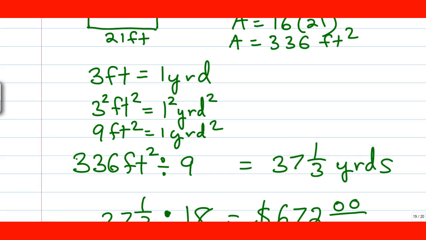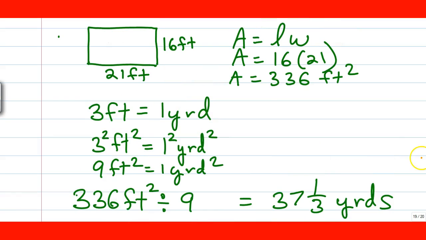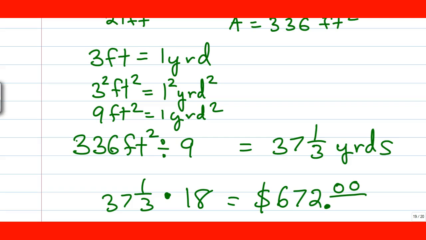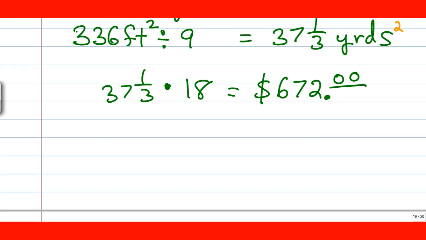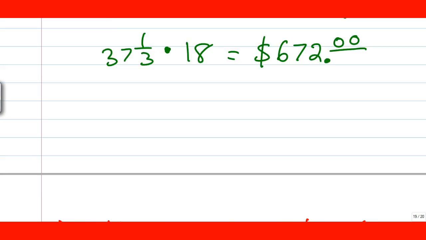So knowing this, I can convert my 336 feet squared into yards by dividing by 9, since 9 feet squared equals 1 yard squared. So I'm going to set it up. I divide it in. I find that I have 37 1/3 yards squared. So I'm going to take that 37 1/3 and multiply it by 18 and I find that I have approximately $672. This is going to be the cost of carpeting that room.